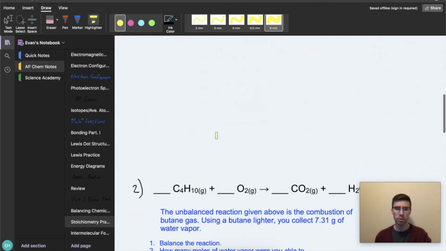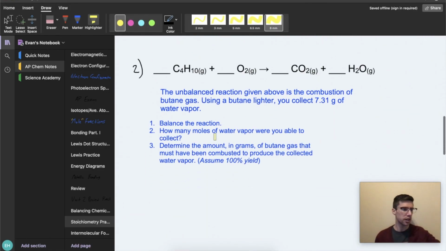Okay, moving on to problem number 2. So here again, we are given an unbalanced equation. In this case, it's a combustion reaction. So the problem says, the unbalanced reaction given above is the combustion of butane gas, and butane is this molecule C4H10. That's what you find in the little Bic plastic lighters. Using a butane lighter, you collect 7.31 grams of water vapor. So the first thing we're going to need to do is balance the reaction.